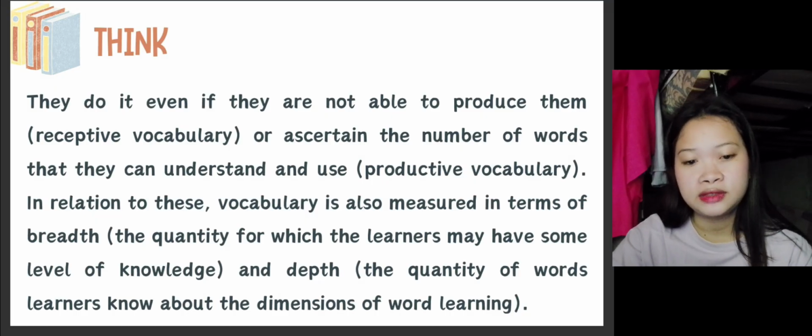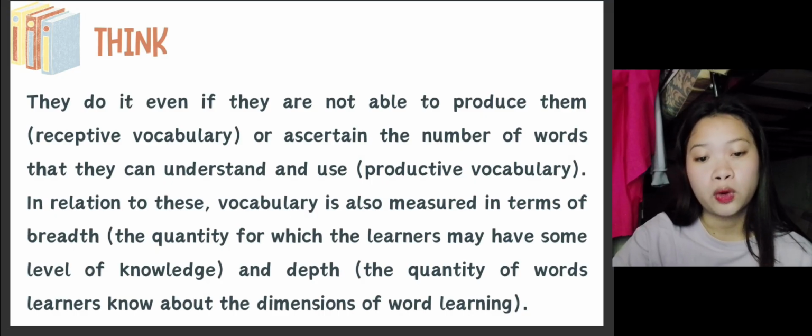In relation to this, vocabulary is also measured in terms of breadth, the quantity of words of which the learners may have some level of knowledge, and depth, the quantity of words the learners know about the dimension of word learning.